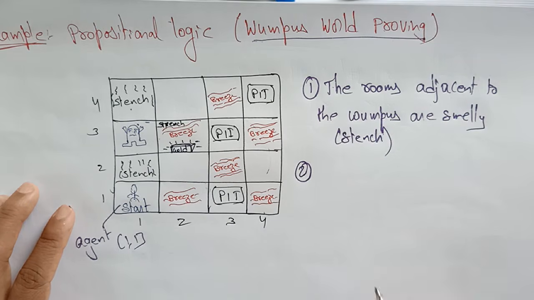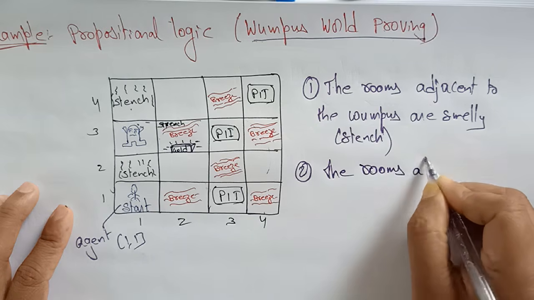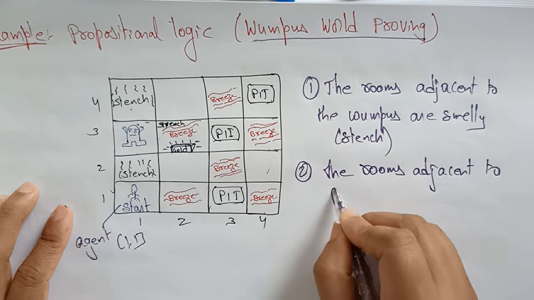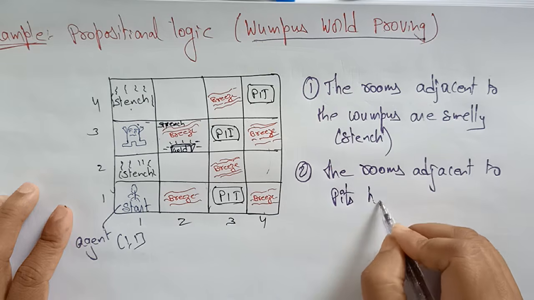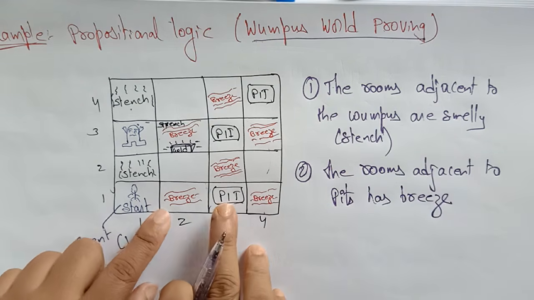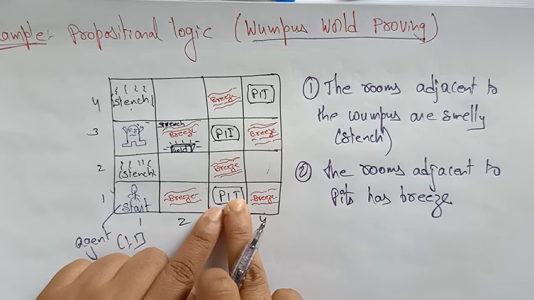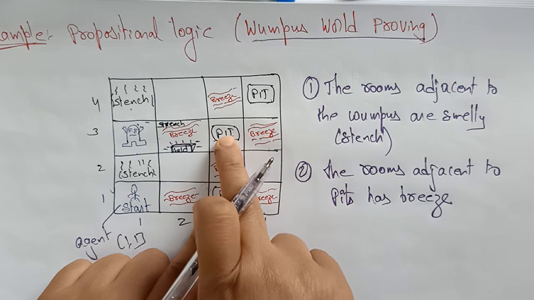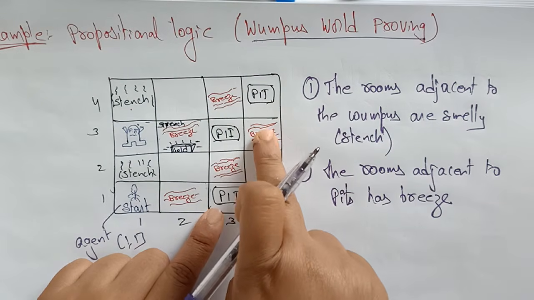Second condition, the rooms adjacent to pits, the rooms adjacent to pits have breeze. So let us assume the rooms, here it is there, the rooms adjacent to the pits have breeze. See here, the adjacent rooms are having breeze. The pit adjacent rooms are having the breeze.